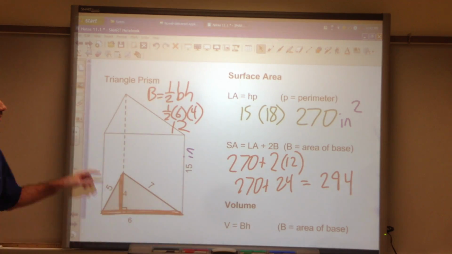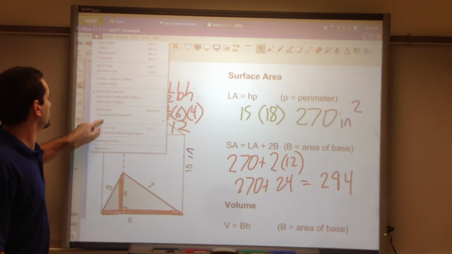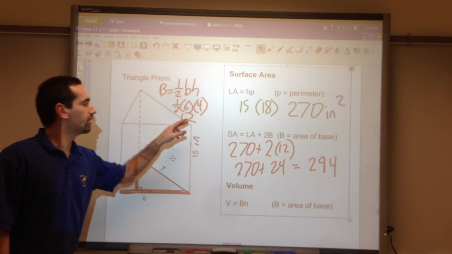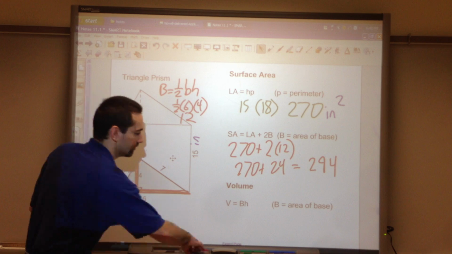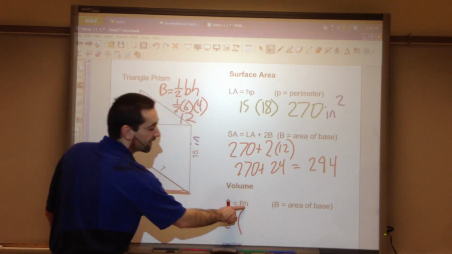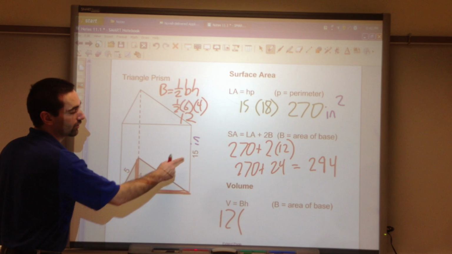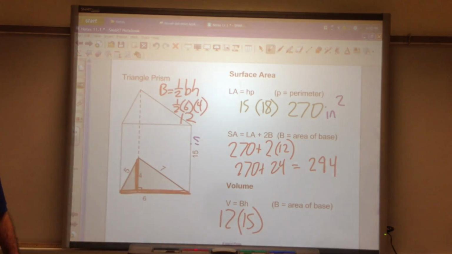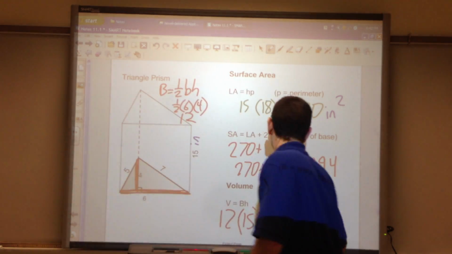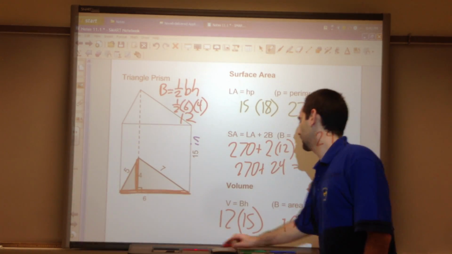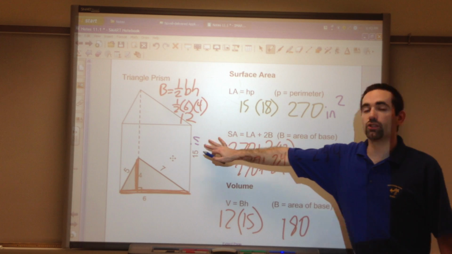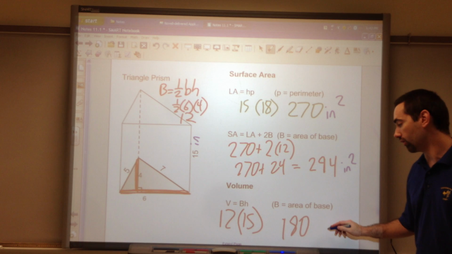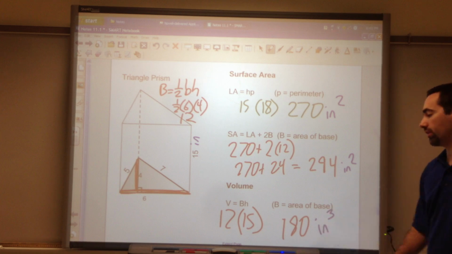Now the volume is big B, the area of the base, 12, times the height, and that's the height of the prism. So 12 times 15, we get 180. And again, if these were inches, surface area would be inches squared, volume inches cubed.